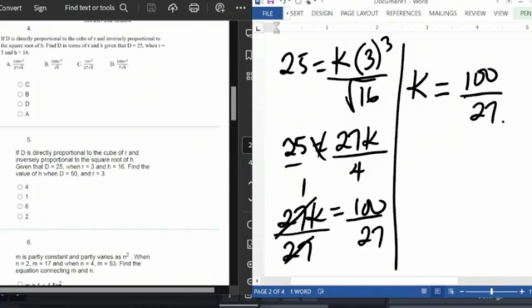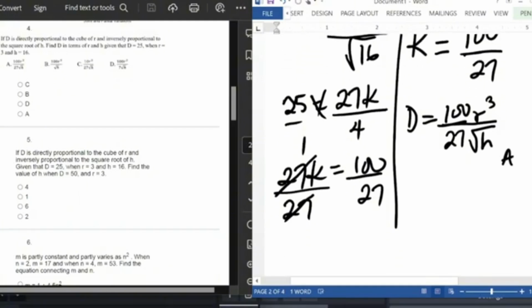So the question asks us to put, because we want to get the relationship between the variables, D equals 100 over 27, and then R cube over square root of H. So that means D equals 100 R cube divided by 27 square root of H. That is option A there, as you have it there. Then move to question number 5.